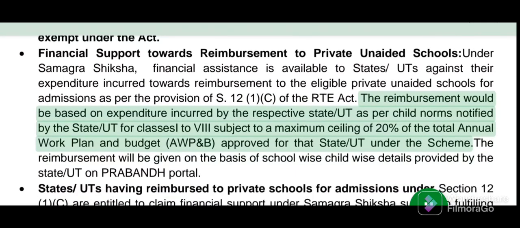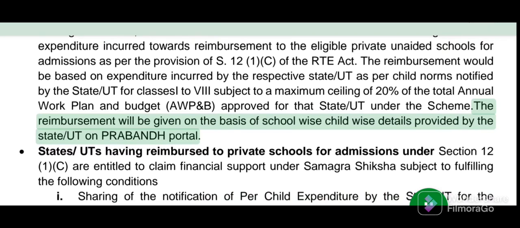The reimbursement would be based on expenditure incurred by the respective state/UT as per child norms notified by the state/UT for classes 1 to 8, subject to a maximum ceiling of 20% of the total annual work plan and budget (AWP&B) approved for that state/UT under the scheme. The reimbursement will be given on the basis of school-wise, child-wise details provided by the state/UT on the PRABANDH portal.